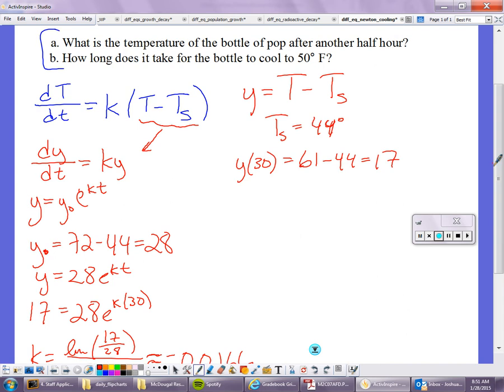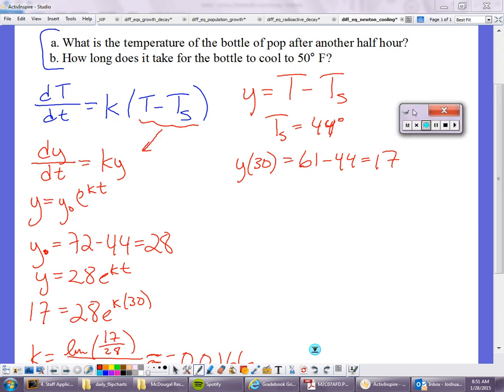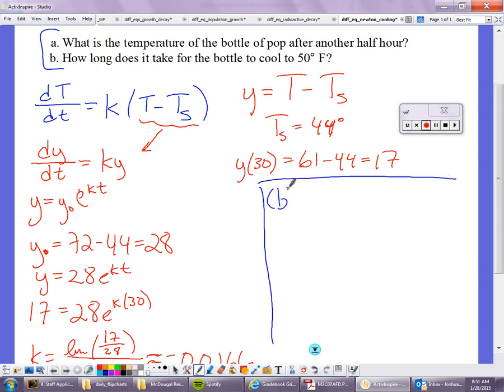All right, so now we can use this model to actually deal with some of these problems here. So change colors again. What do I got? Well, A says, what is the temperature of the bottle of pop after another half hour? So that's at T equals 60. Y equals what? How much has it changed then?